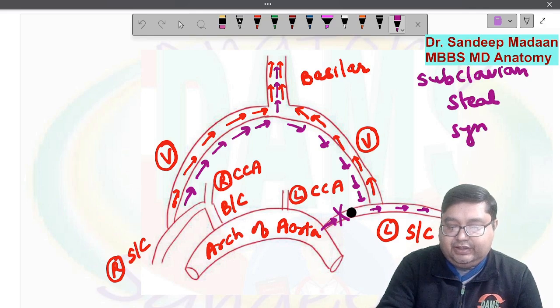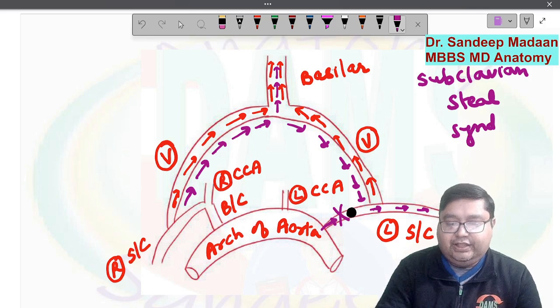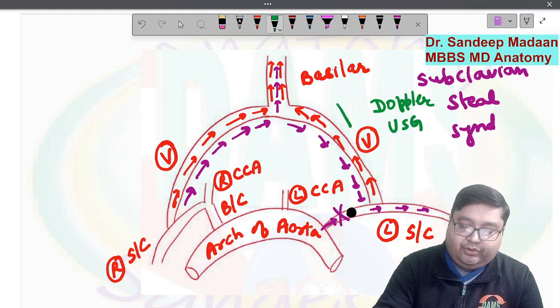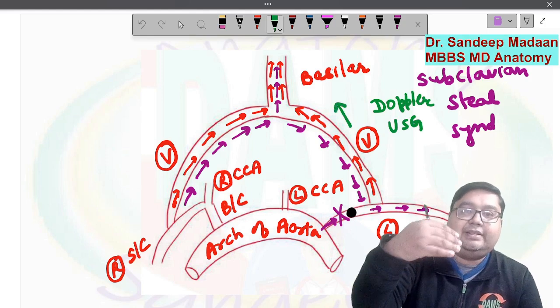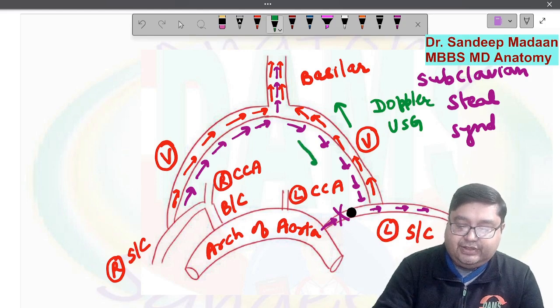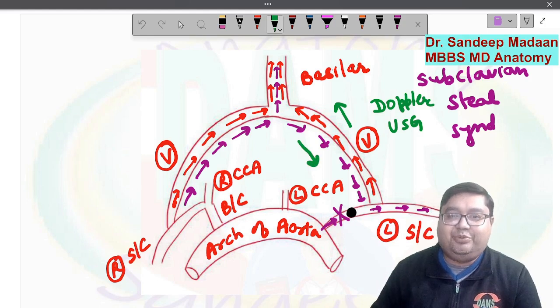And now this patient comes to you, and you, as a surgeon, know what the situation is over here, and you ask the patient to go for a Doppler ultrasound, and in the Doppler ultrasound you can see the blood flow direction. Normally the blood flow should be from the vertebral artery towards the basilar side, for the cerebral blood flow. But in this patient there will be reversal of the blood flow from the basilar artery. The blood is coming towards the vertebral artery. That is how the subclavian artery is receiving the blood.